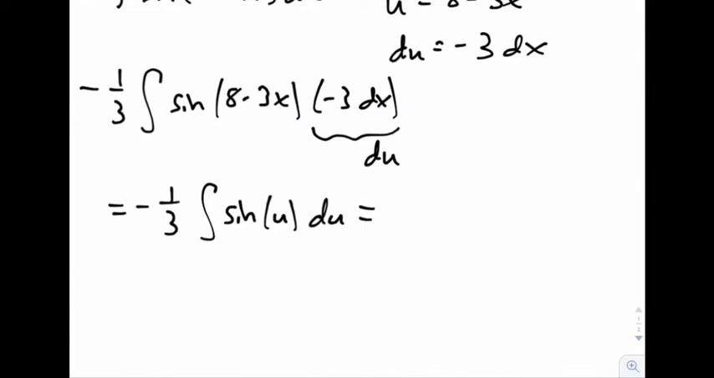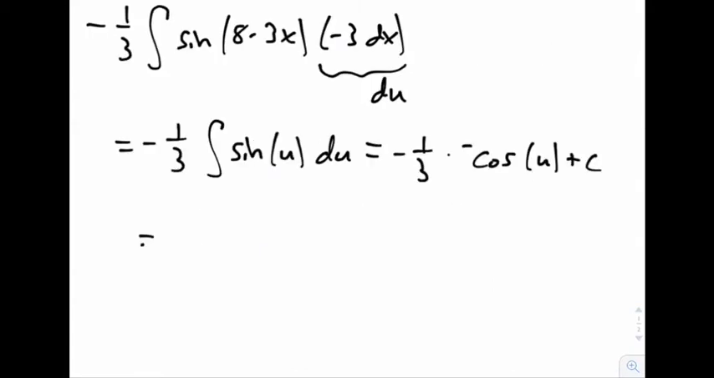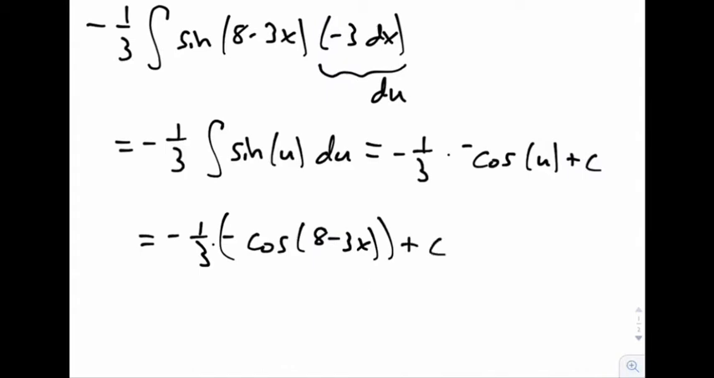And if you recall, the antiderivative of sine is minus the cosine, so this is minus 1/3 times minus cosine of u plus c. Now when I substitute u back in, I get minus 1/3 times minus cosine of 8 minus 3x plus c. The two negatives cancel, giving me 1/3 times the cosine of 8 minus 3x plus c.